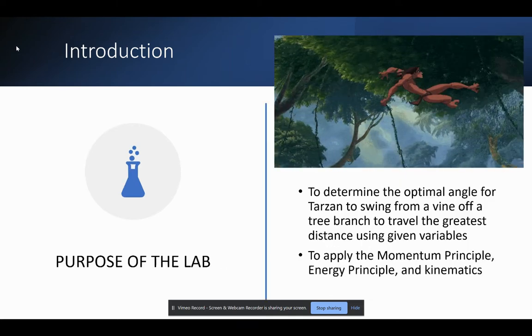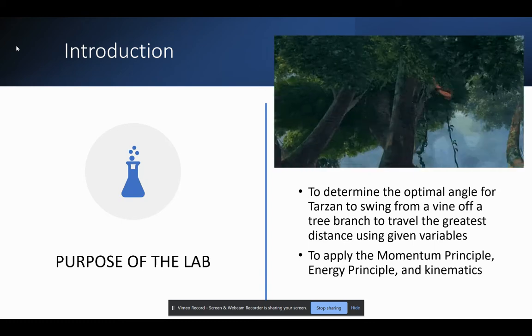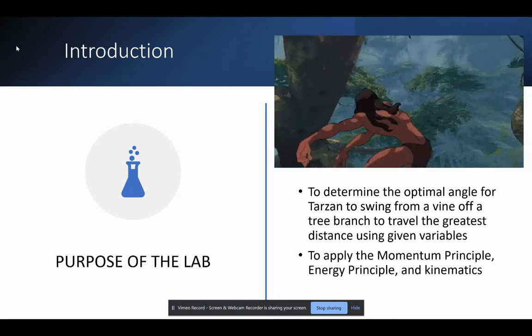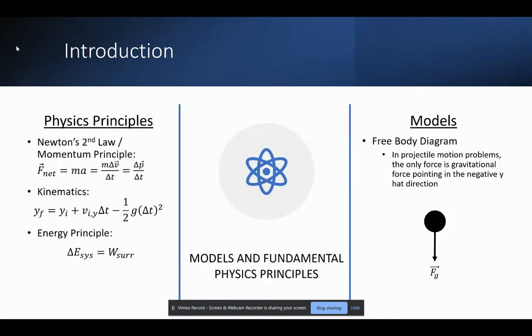The purpose of the lab is to determine the optimal angle for Tarzan swinging from a vine off a tree branch to travel the greatest distance using given variables. This is done by applying the momentum principle, the energy principle, and kinematics.